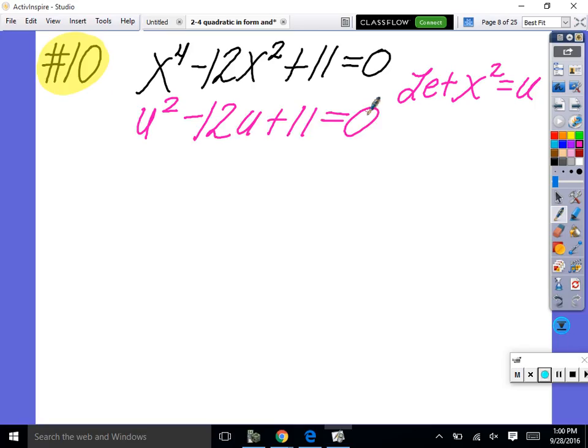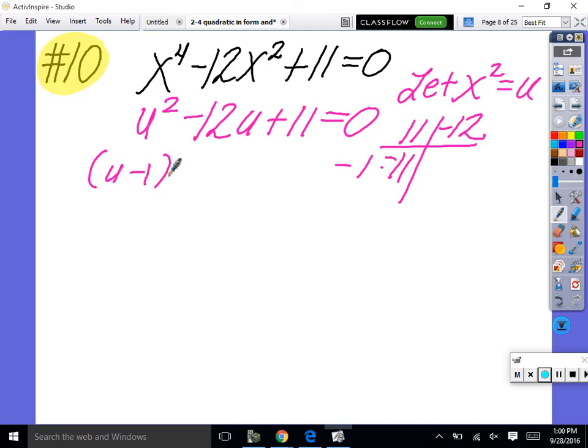Now we're going to solve the quadratic by factoring. What multiplies to be 11 and adds up to be negative 12? 1 times 11, aren't they both negatives? So this is quick factor because my a value is 1. If my a value was not 1, we wouldn't quick factor. We'd drop and break and go through the process. So we have u minus 1 times u minus 11, and now solve.